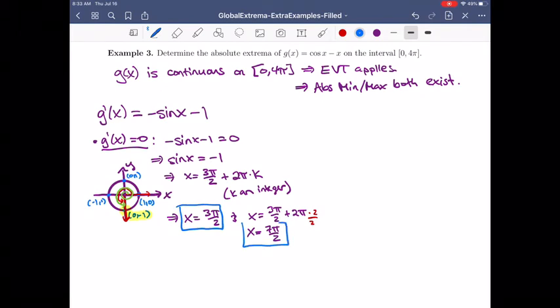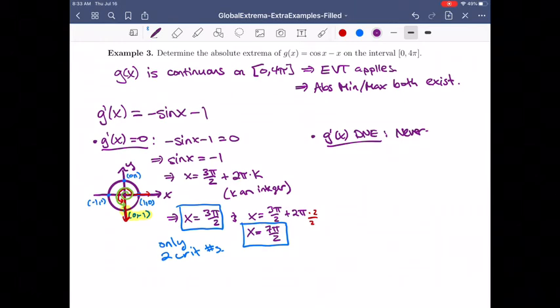If I add any more multiples of 2 pi, I'm going to be out of the interval. Or if I subtract any multiples of 2 pi, I'm going to be out of the interval. So these are the only two critical numbers. This is also because if we think about where the derivative doesn't exist, it's continuous everywhere, so it always exists. So there are no places where it doesn't exist. So those are our only two critical numbers.